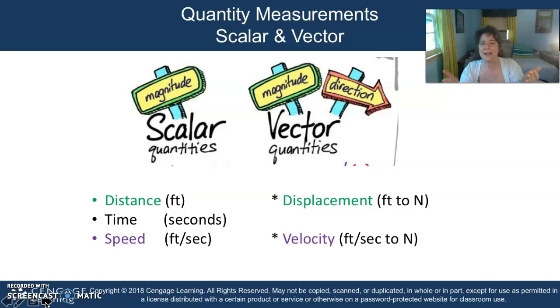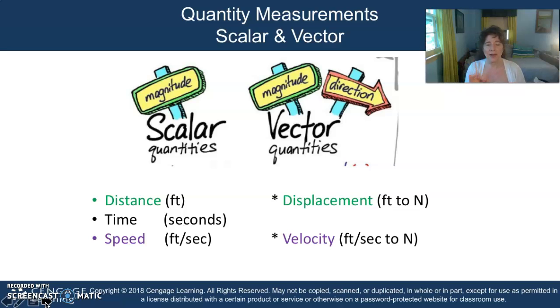For instance, a scalar measurement that you know very well is distance. It can be in feet, it can be in meters. Time has a dimension without a direction. We're not talking about going back in time or going forward in time. Remember, a direction is a measurement of an angle off of a reference plane. Okay, so time is a scalar quantity, and speed, as in a speedometer in your car, feet per second, miles per hour, is a scalar quantity.